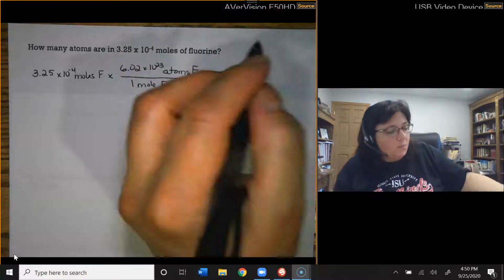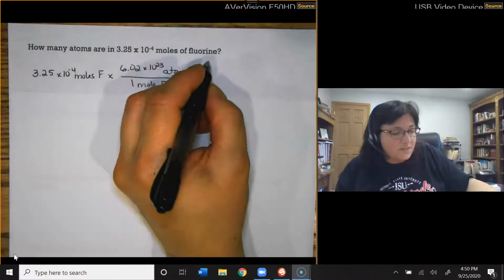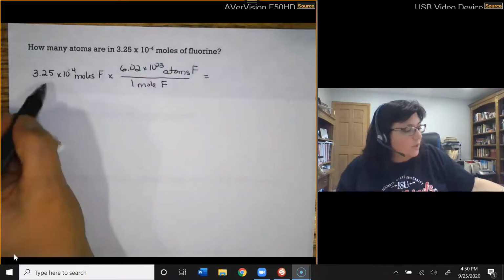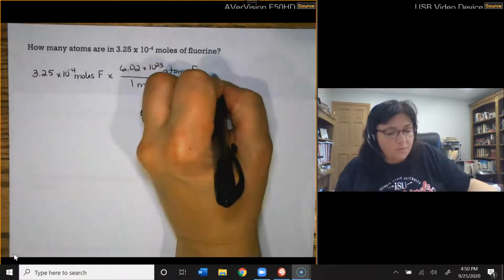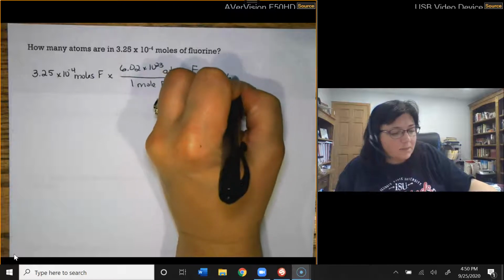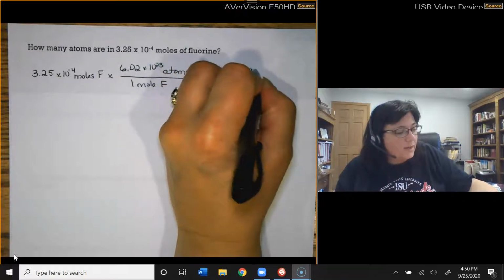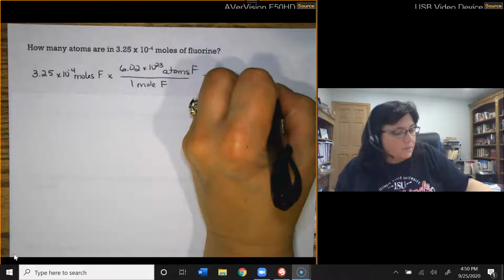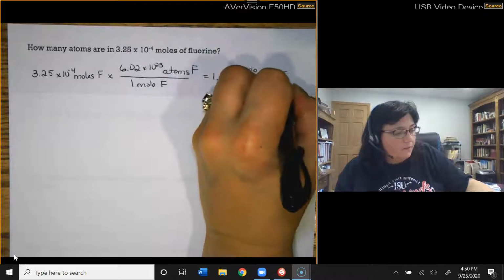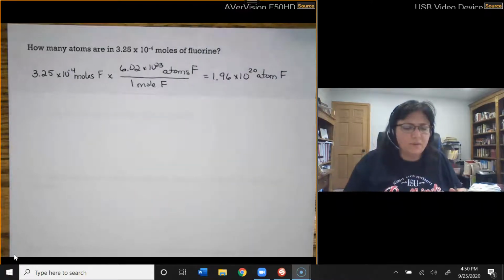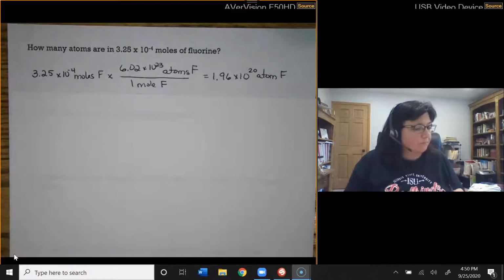So you wind up with 1.9565, but I only want 3 sig figs, so 1.96 times 10 to the 20 atoms of fluorine. Did I say iron at some point? Might have said iron. I apologize.